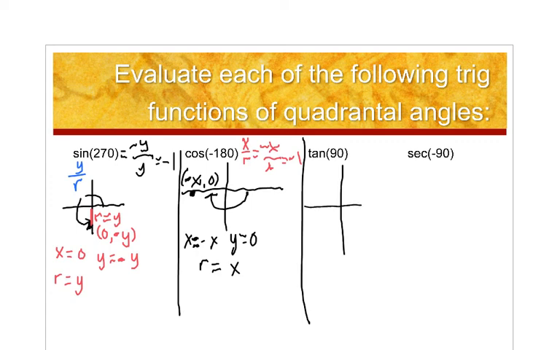Next example, tangent 90. 90 is here. So this is some point, x is 0, y is positive y, some positive number. The radius here is this length right here. That's up y units. So now we have that x is 0, y is y, and r is also y. So if I'm evaluating the tangent of 90, tangent is the ratio of y to x, so that would just be y over 0. So the tangent of 90 would be undefined.